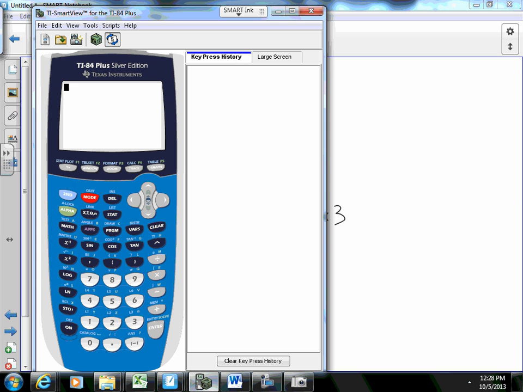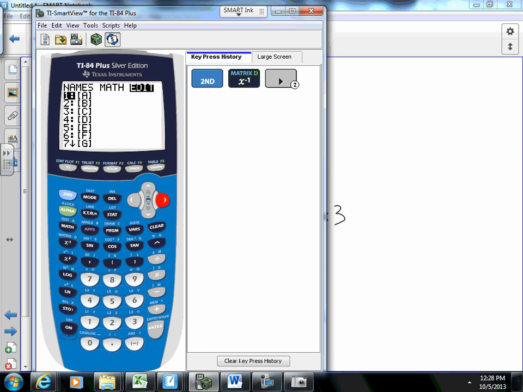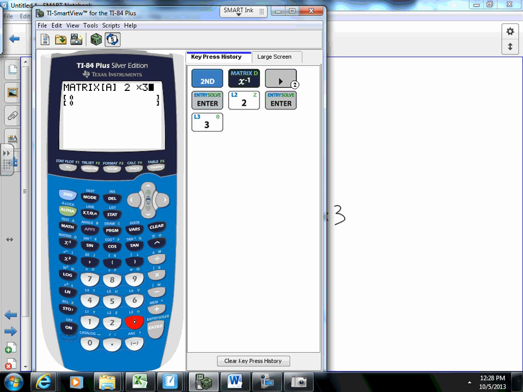So first thing I'm going to do is go to second function matrix. There we go. And I'm going to edit my matrices by going to edit and pressing enter. So that allows me to enter it. Now remember, I said it would make a difference what size my matrix is. This is a 2 by 3 matrix. That means there are 3 columns, 2 rows.